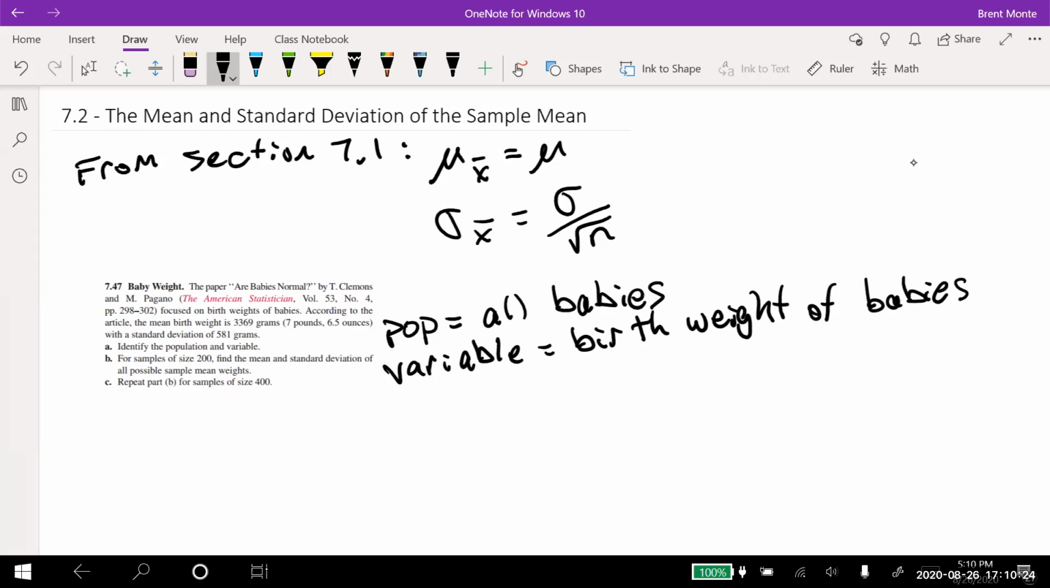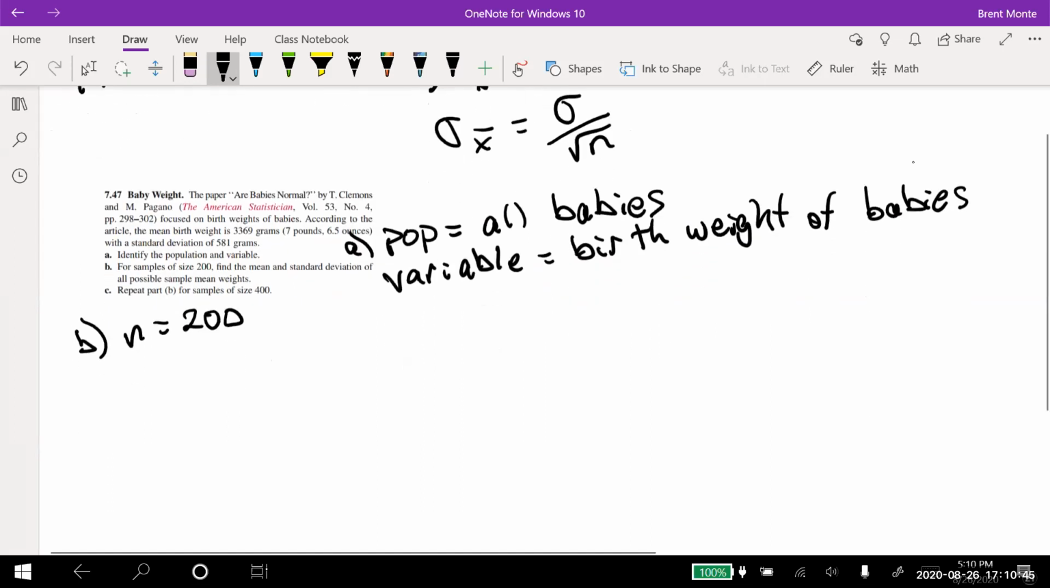We talked about variables in an earlier chapter. We know that for sure. Okay, now B is where it starts to get serious. That's this section. For samples of size 200, so n equals 200, find the mean and the standard deviation of all possible sample mean weights.